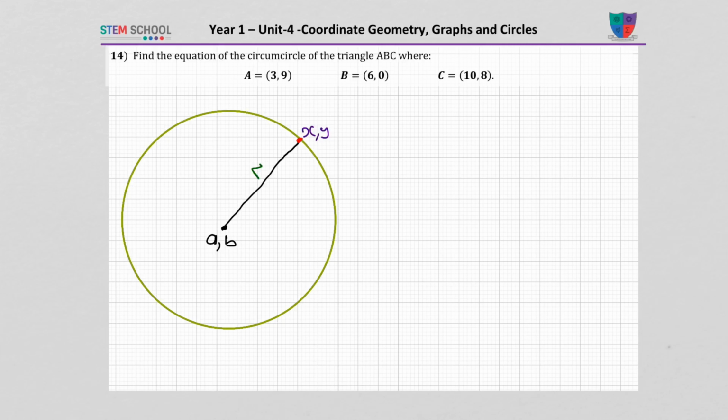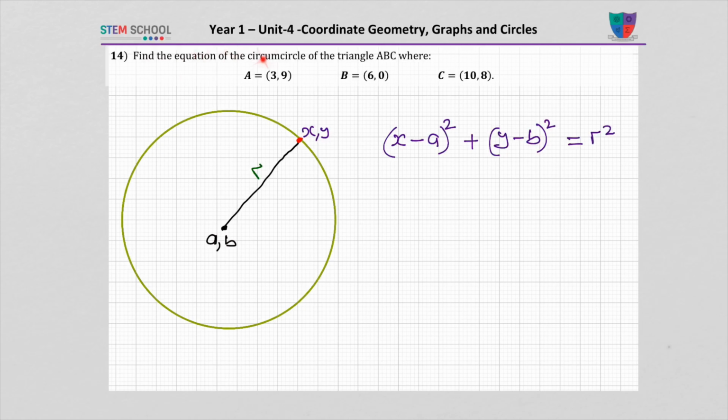To find the equation of this circle, we just need to say (x minus a) squared, plus (y minus b) squared, and that will be equal to r squared. And that's the equation of that circle.